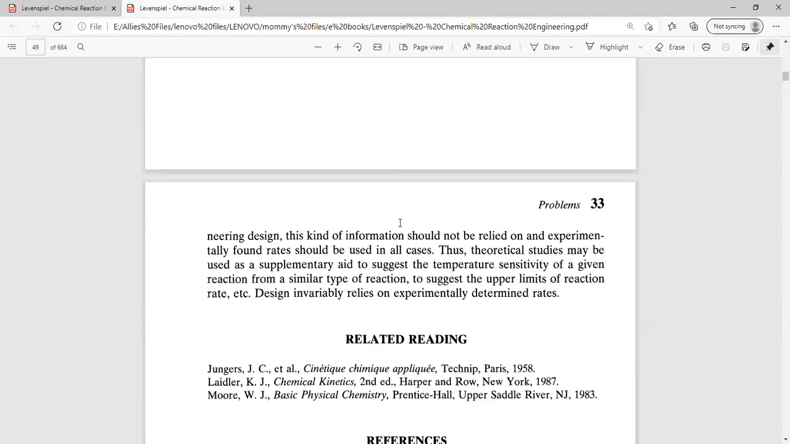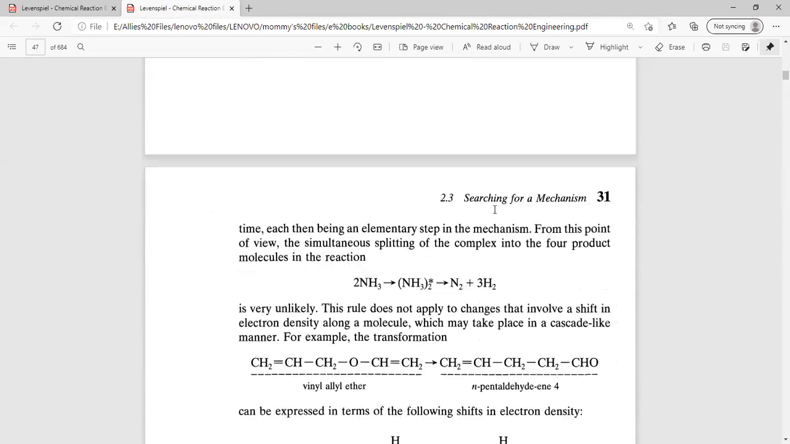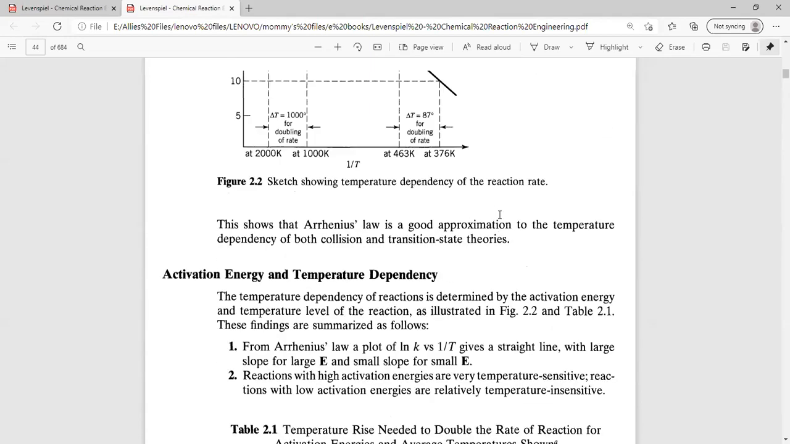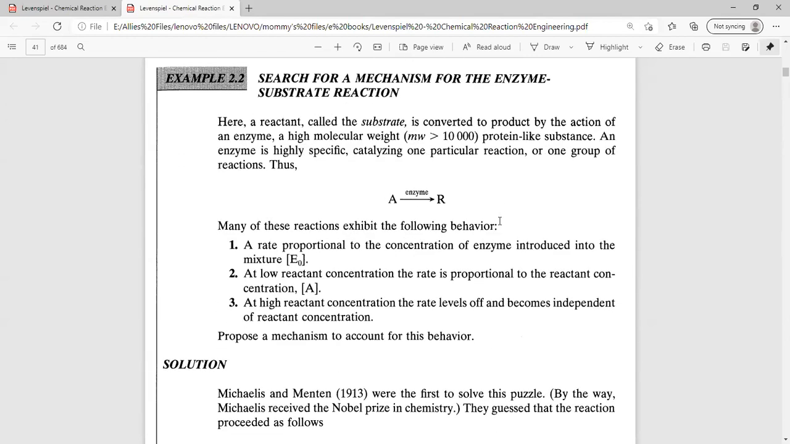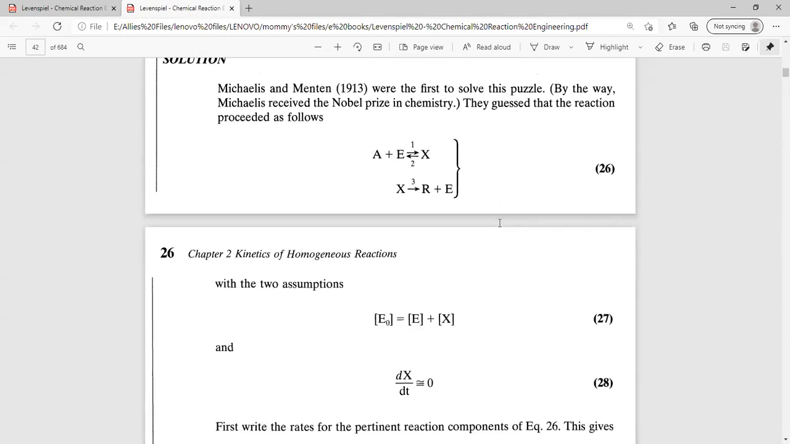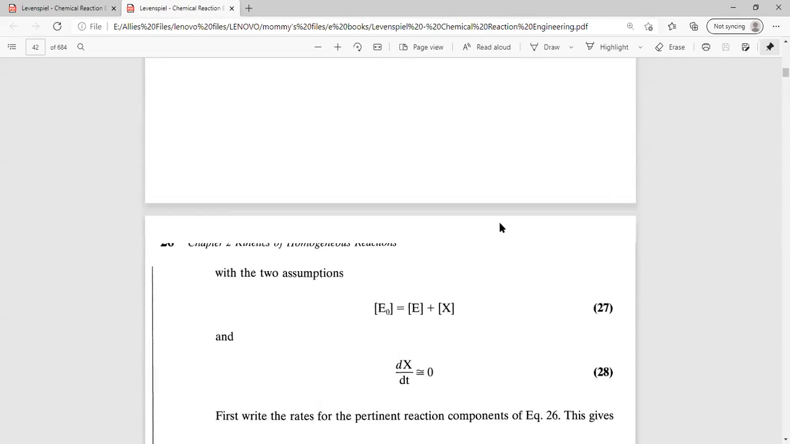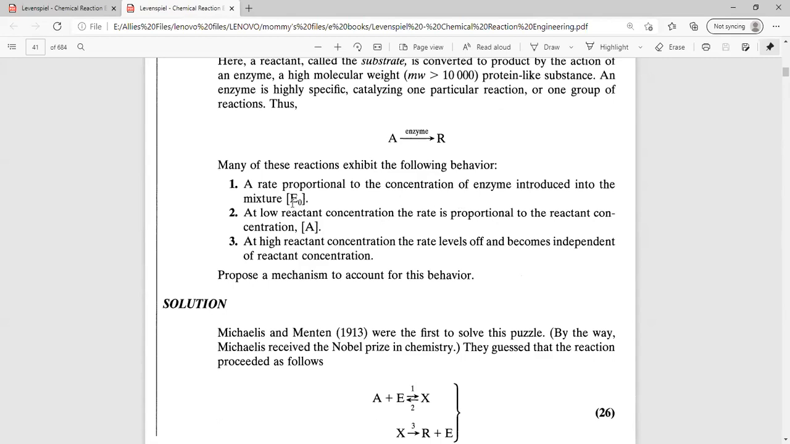So we will go back to example 2 so that you will know what this E sub O is. That way we will know its unit. So example number 2, because it's referring to example number 2. Okay, we're here. The enzyme substrate reaction and the rate law and E sub O, a rate proportional to the concentration of the enzyme is introduced into the mixture. This one is the concentration of the enzyme. Do you see the PDF copy that I am sharing with you? Yes, Miss.